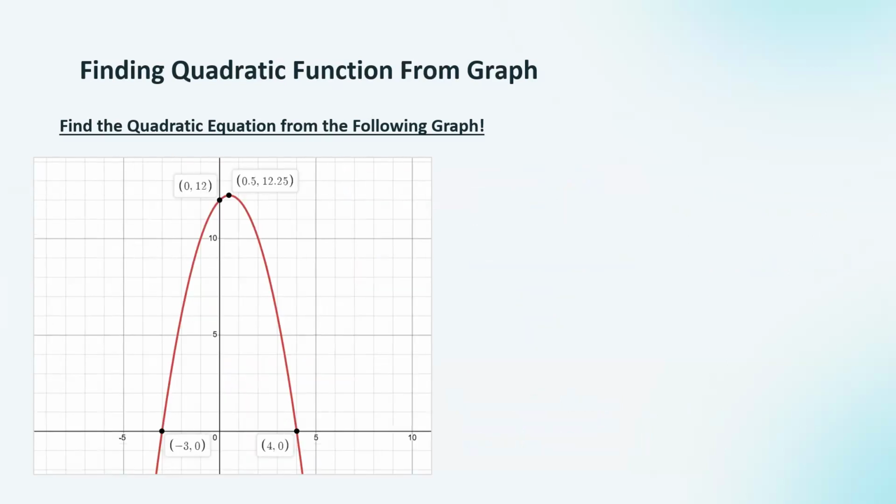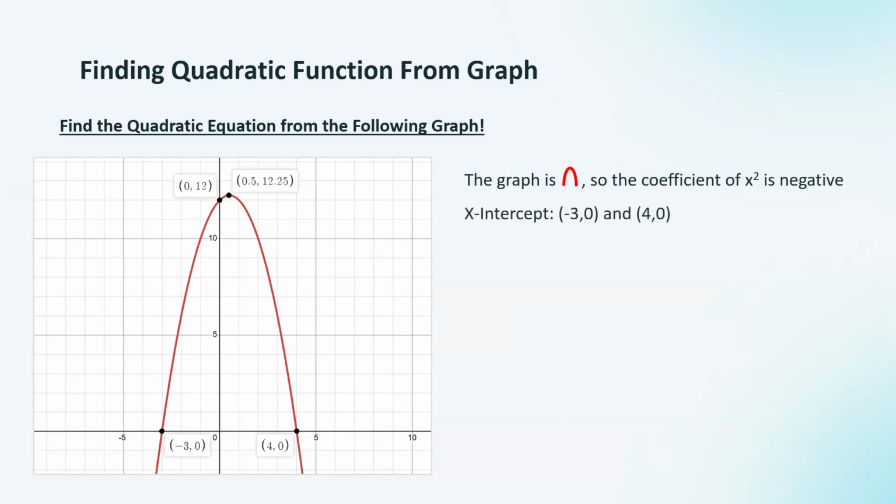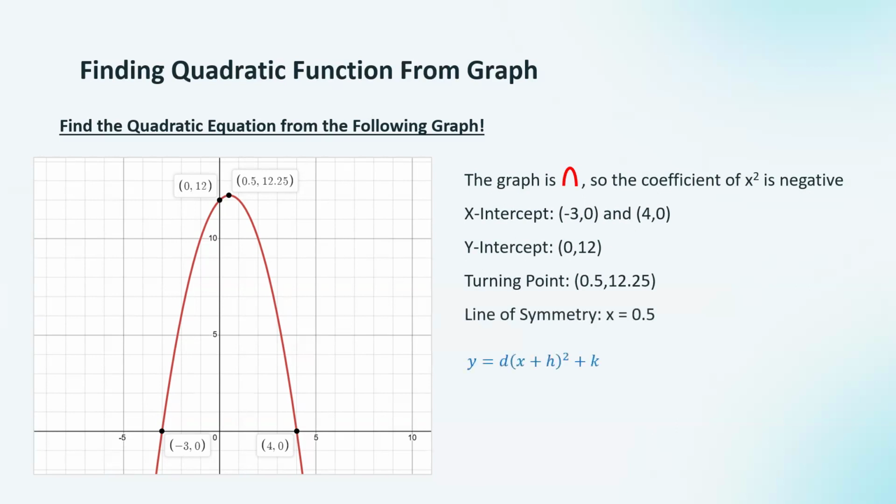In this next example, we're going to do a similar method, but as you can see, the graph is inverted. Let's try to gather up all the available information. So the graph is going to look like a sad face. So that means the coefficient is going to be negative for x squared. And now we see that the x-intercepts are (-3, 0) and (4, 0). The y-intercept is (0, 12). The turning point is (0.5, 12.25).